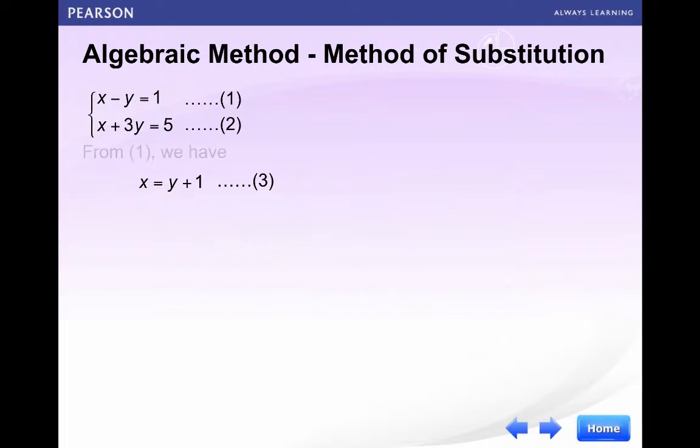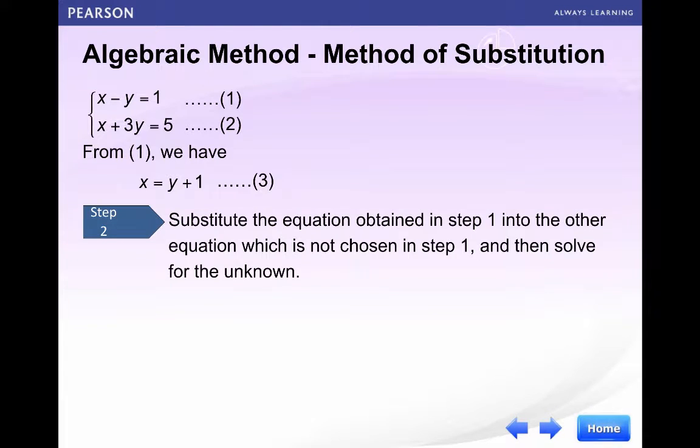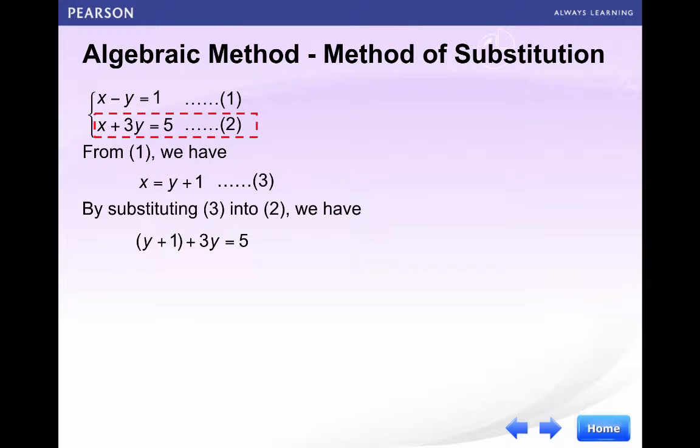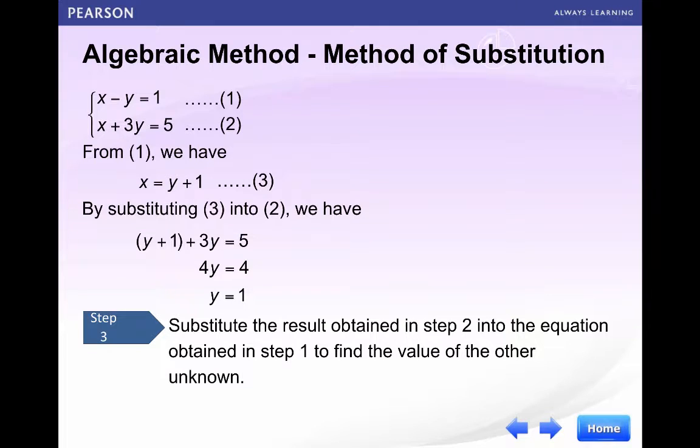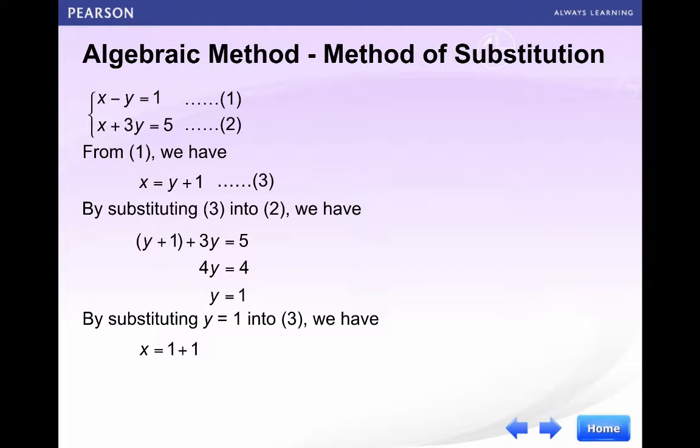And then we substitute this equation into equation 2. When you substitute it into 2, we have y as the only unknown in one equation, so we can solve for y. After we solve for y, we substitute it into either equation, let's say the third one, and find out what x is. The solution is x equals 2, y equals 1.